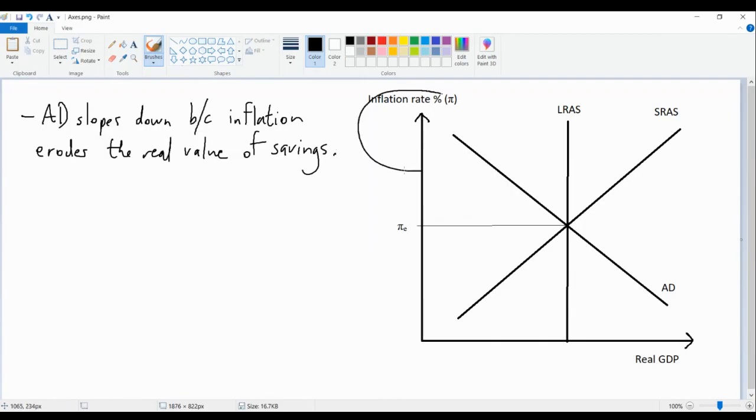Okay, remember that inflation is on the y-axis, real GDP is on the x-axis. We use the letter pi to represent inflation often. IE here, excuse me, is expected inflation. So focusing on the demand, we need to know why it slopes the way it does, and we also need to know what shifts it.